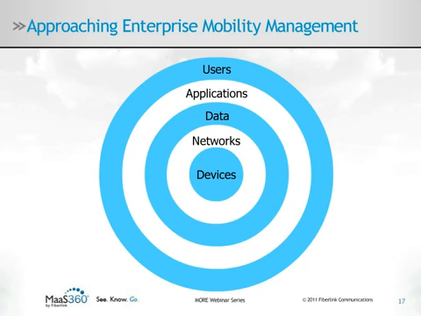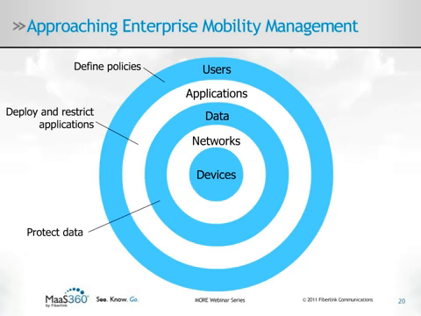At the user level, you're really going to be concerned with defining policies. So you're going to be deciding who should be mobilized, how they're going to be mobilized, and what they're going to be mobilized with. At the application level, you're defining what applications you plan to deploy or allow, and more importantly, deciding what applications you may need to restrict. At the data level, you're deciding how you plan to protect the data that's consumed and produced by the mobile applications at the layer above. And in the case of a personal device, you have the added issue of how to manage the personal data that may be on the device while simultaneously protecting the corporate data that resides on the device.